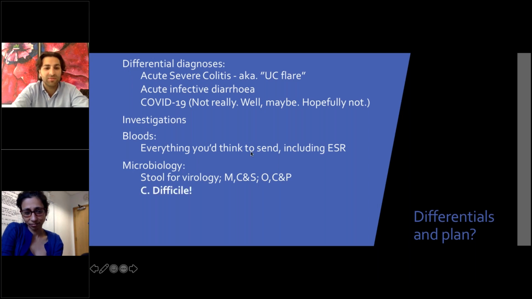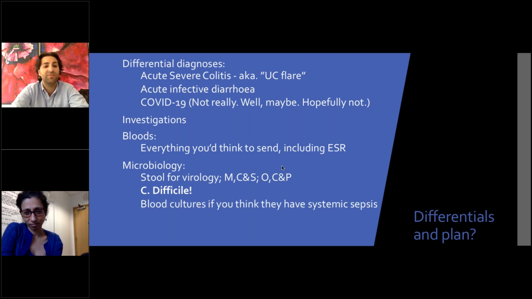Yes, C. difficile. And it's really important to check for C. diff in patients with IBD, because they're at increased risk of getting it. And if you do have it, it needs treatment. Blood cultures, if you think they have systemic sepsis. And imaging-wise, we want an abdominal X-ray. And clues as to why you would get an abdominal X-ray are they have left lower quadrant tenderness, and they've got severe disease. And how do you know they've got severe disease?